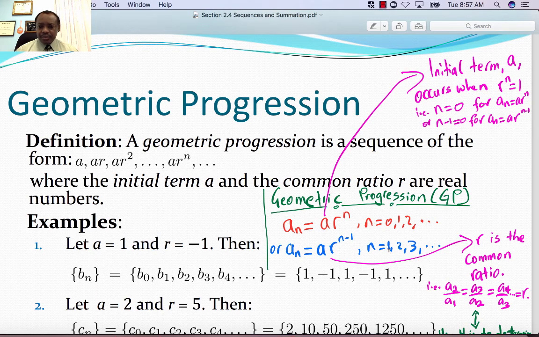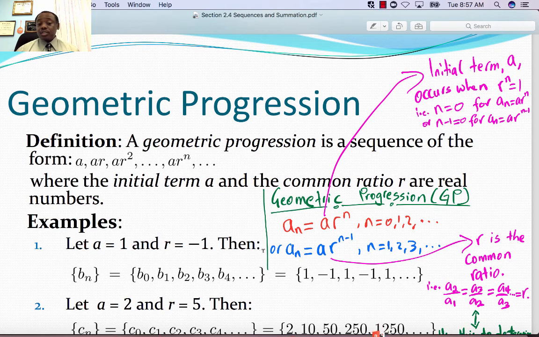Let me go down here a little. So how do we define a geometric progression? A sequence is in a geometric progression if the term in n can be written as ar to the n. I'm starting from 0 in this case. So we have a0. a0 would happen when n equals 0. So r to the 0 is going to be 1. And so my first term, which will be a0, is going to be a. And then the next terms.